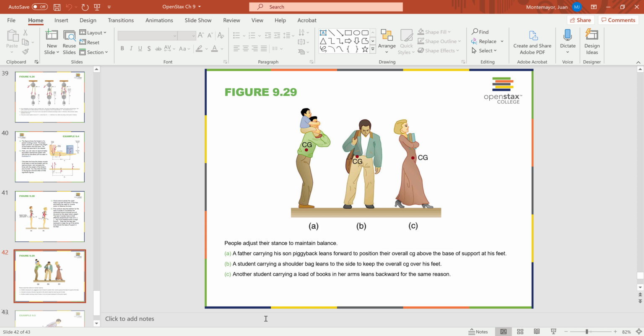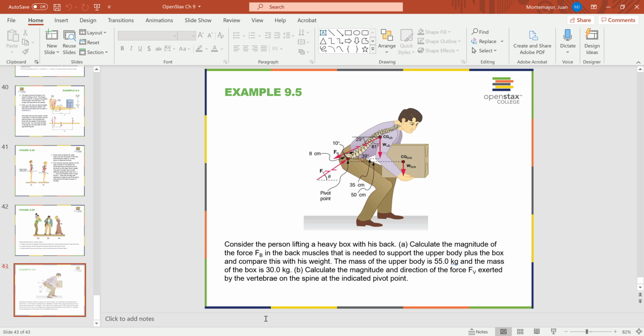Here are 3 more examples. For A, a father carrying his son piggyback leans forward to position their overall center of gravity above the base of support at his feet. For B, a student carrying a shoulder bag leans to the side to keep its overall center of gravity over his feet. And C, another student carrying a load of books in her arms leans backward for the same reason. So they're all trying to find their center of gravity since they're adding the extra mass.